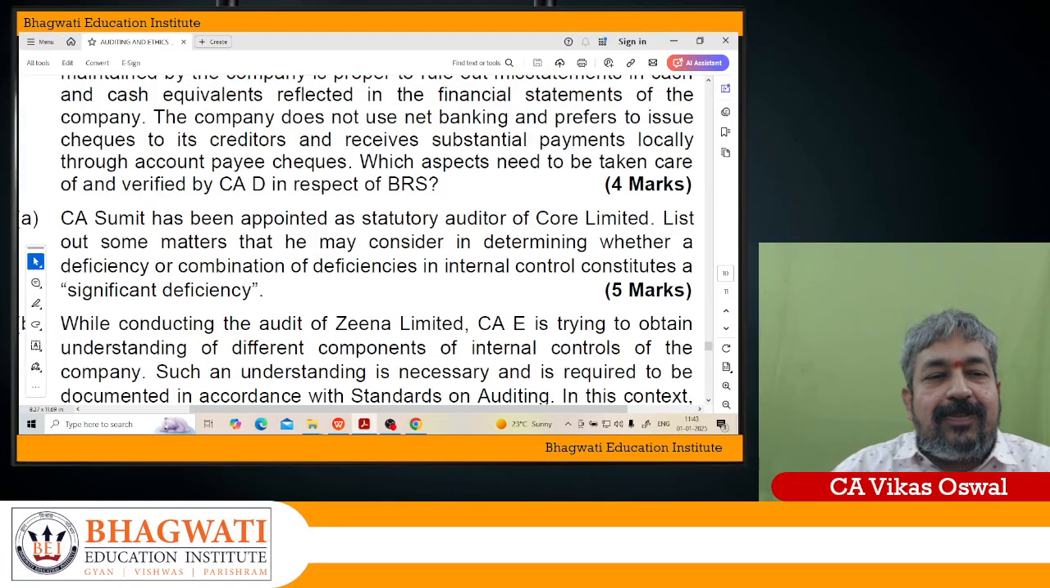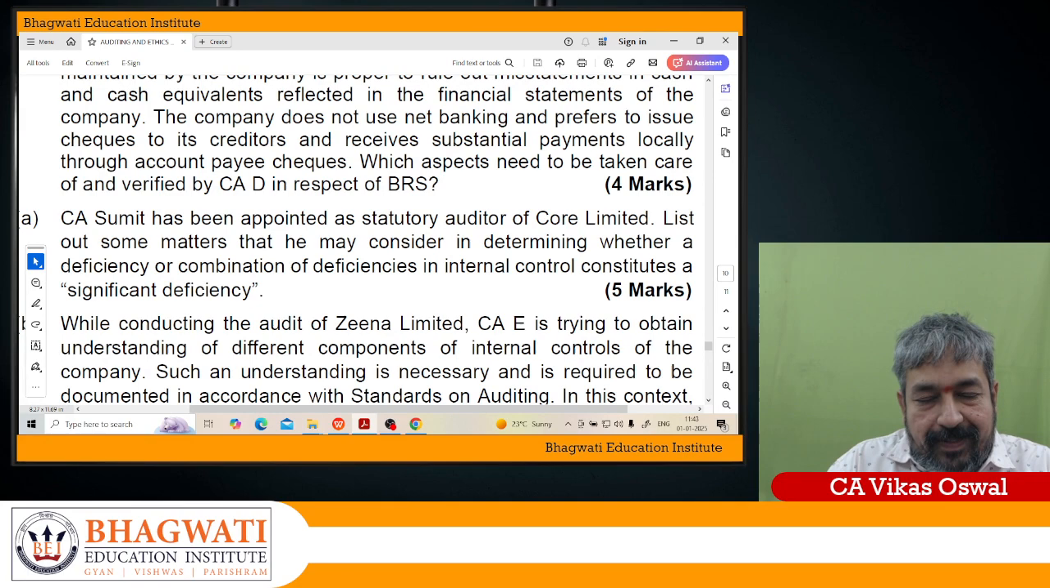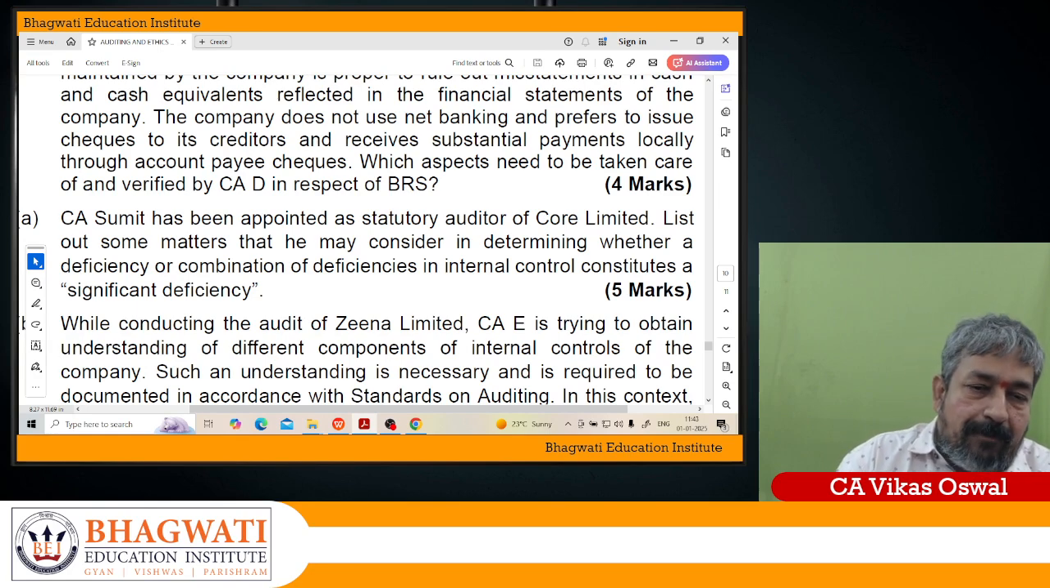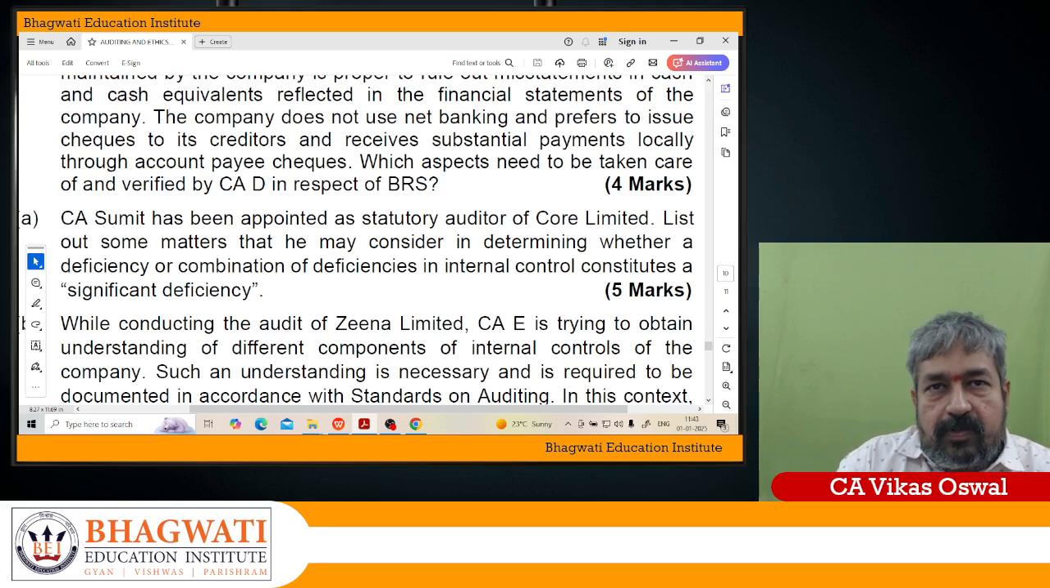The next question comes from the July 24 mock test paper. C.A. Sumit has been appointed as a statutory auditor of Core Limited. List out some matters that he may consider in determining whether a deficiency or a combination of deficiencies in the internal control constitutes a significant deficiency. So, what are the items which constitute a significant deficiency?